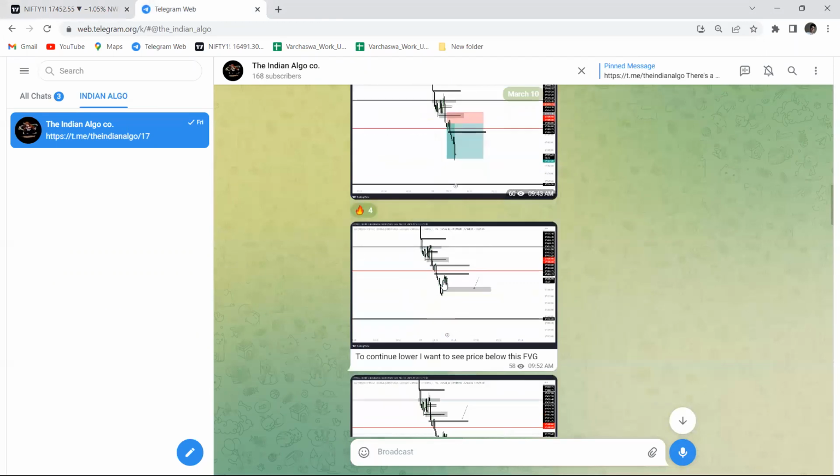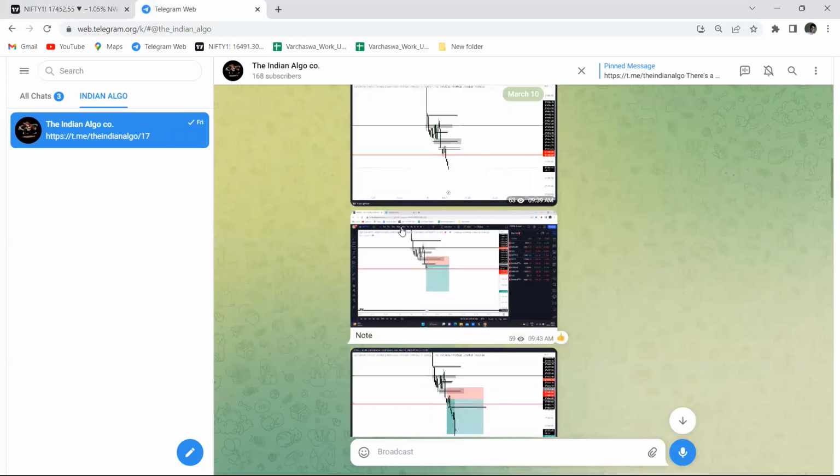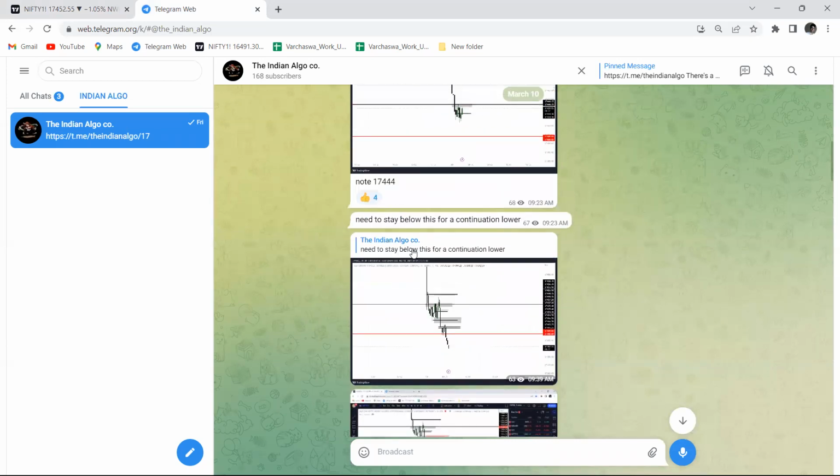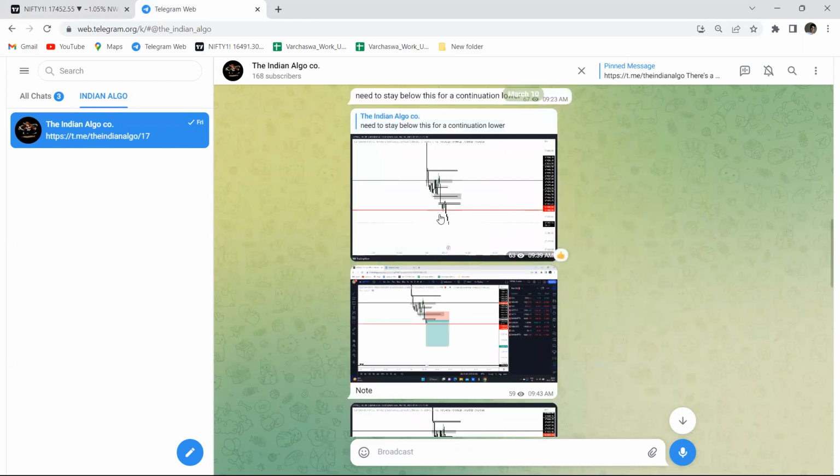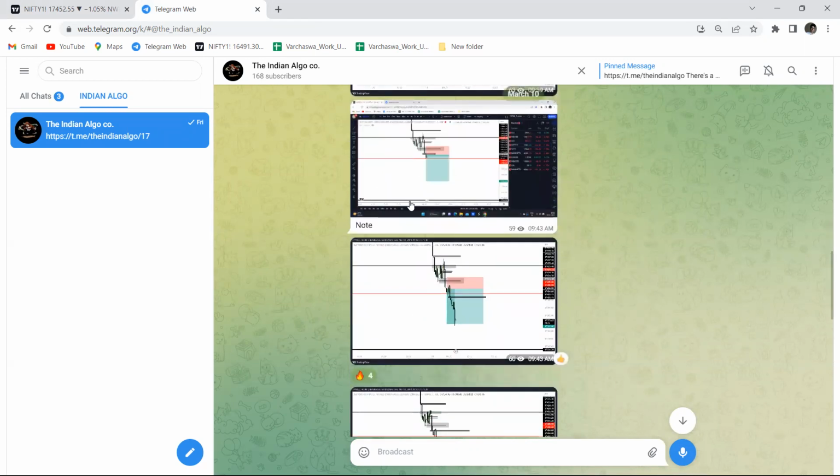Now, what happens right here? If you see, these were my live trade updates. Though I do not call out trades, please understand, I do not call out trades, but I tell you the levels to note. 17,444, right? This is where I initiated the trade around here. Price fell lower, pretty good.